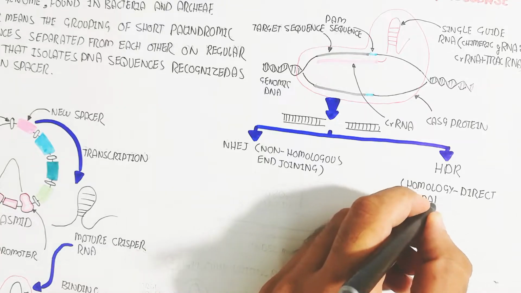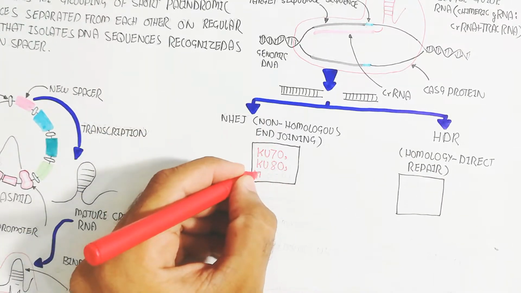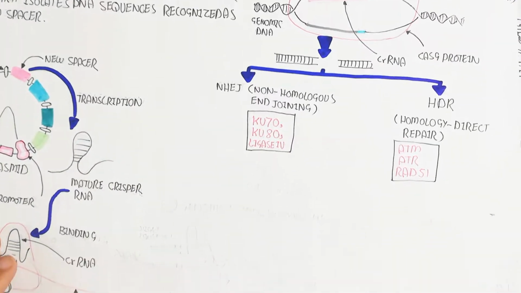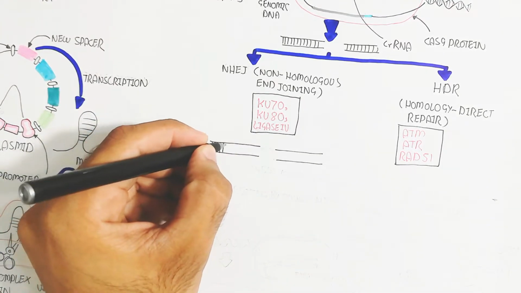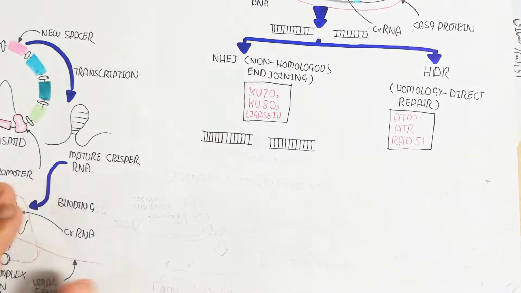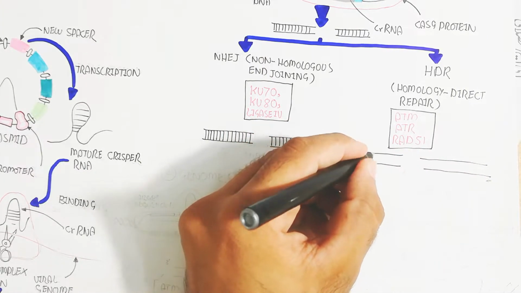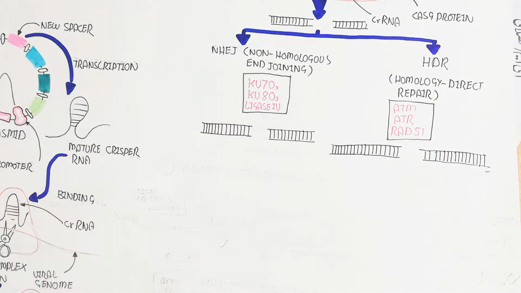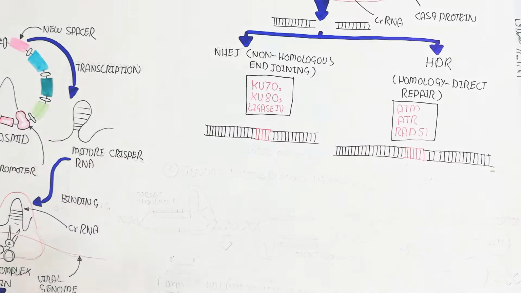HDR, homology directed repair, which involves the Ku70/80, ligase, and ATM, ATR, and RAD51. So in this way an indel mutation can occur. Indel mutation means no donor DNA is involved, but it will be repaired. But in this case the targeted genome editing is through donor DNA, through HDR, homology directed repair.